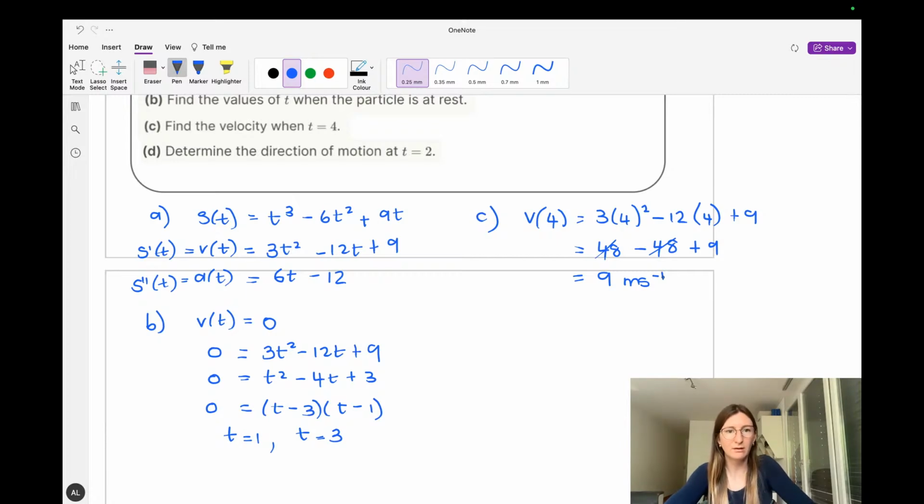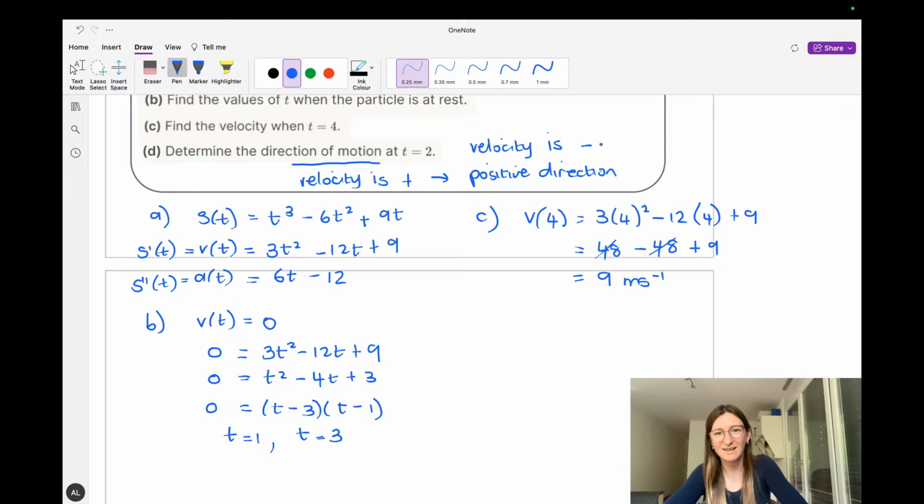Then determine the direction of motion. So the direction of motion we can see by our velocity graph. When the velocity is positive, we are moving in the positive direction. So that's what they mean by direction of motion. When our velocity is negative, you guessed it, it's in the negative direction. Quite straightforward, just all these confusing physics words.